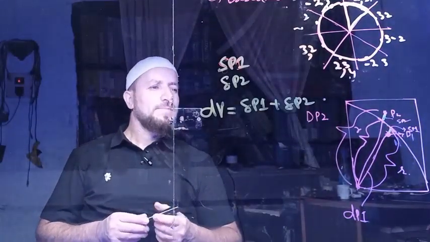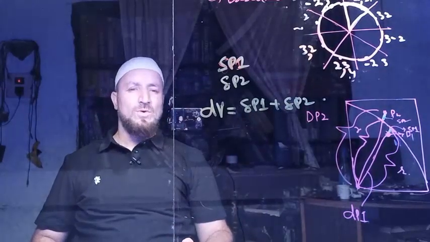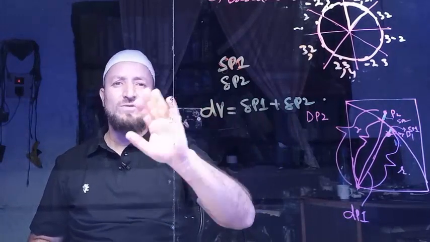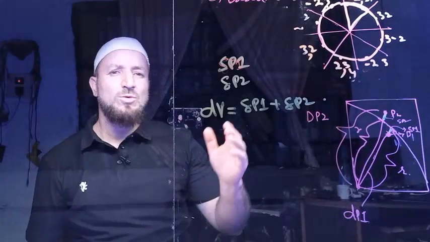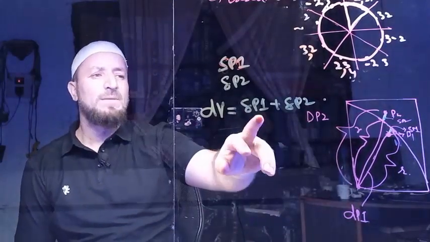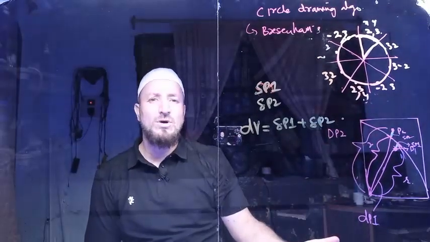I add them together to get the decision variable. How we do that, I will tell you. But the first question is how we calculate all these things. How we calculate delta P1, how we calculate delta P2. This can all be done using the Pythagoras theorem.